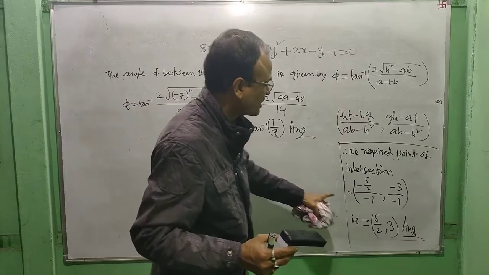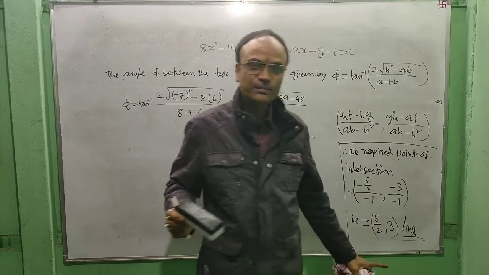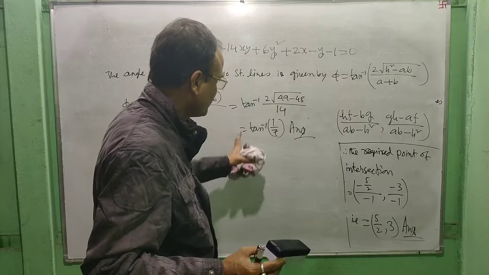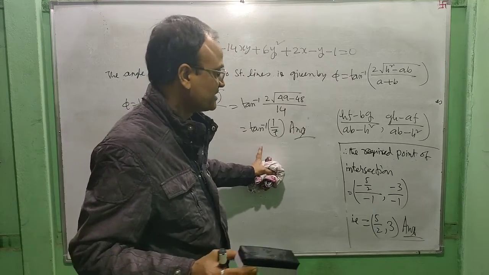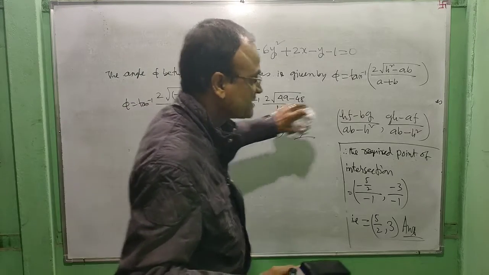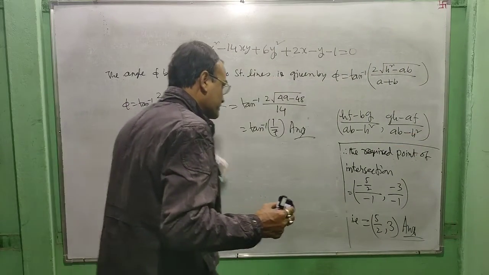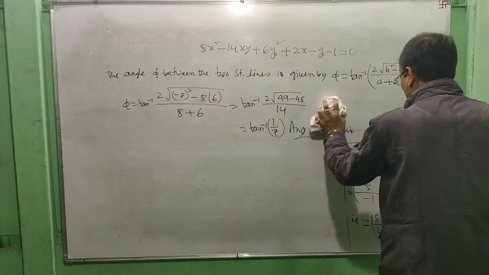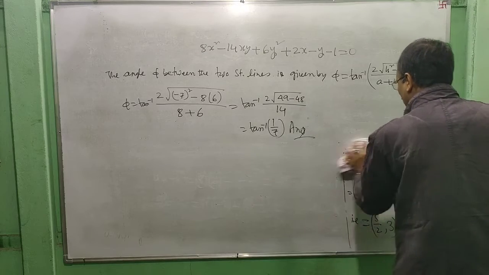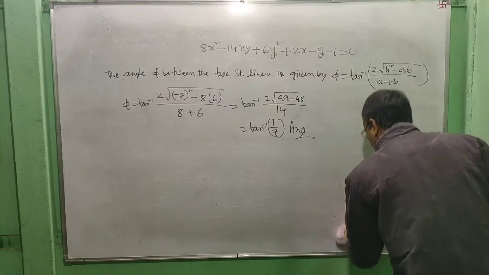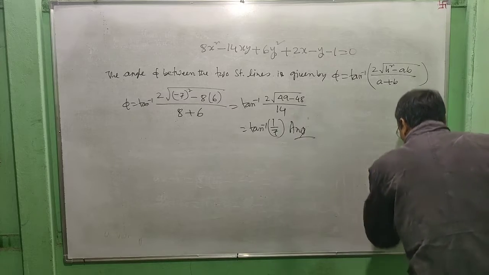We have got the two answers. The point of intersection is 5 by 2, 3, and the angle between the two straight lines is tan inverse 1 by 7. Now, we can solve this problem in another method also. Let us try to solve this problem in an alternative way.